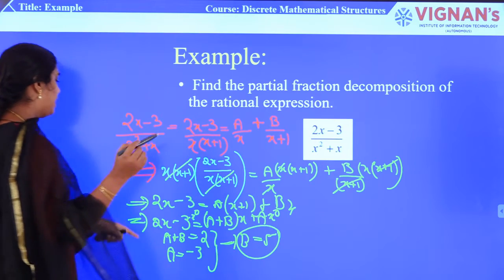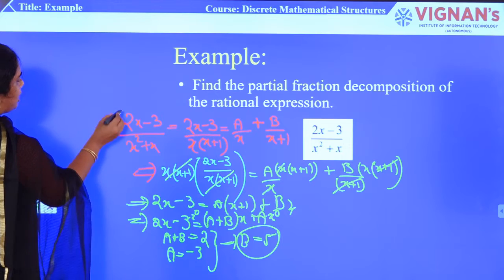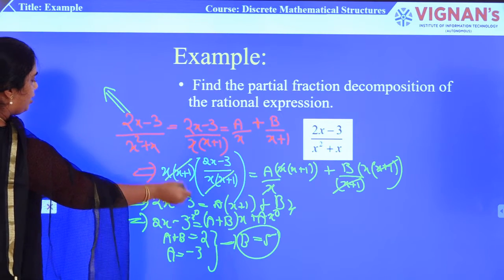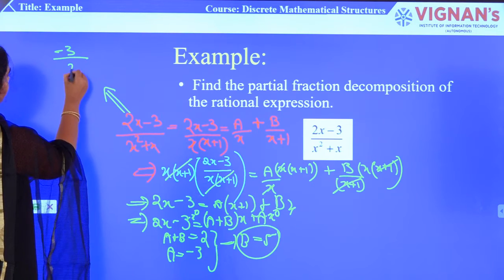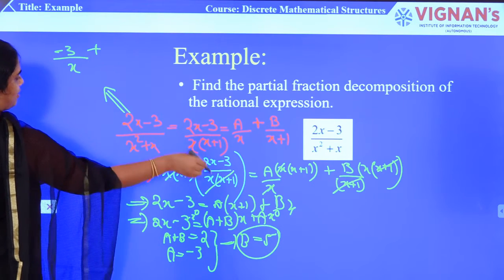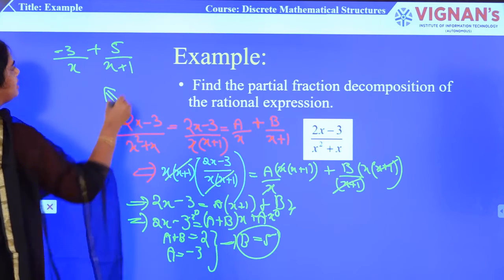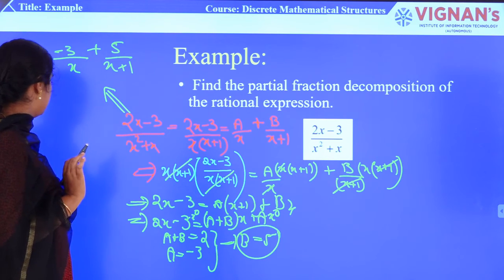So we got the A value and B value. Now, what is the partial fraction which you can obtain from this? You need to substitute: minus 3 by x plus, what is the value of B? 5, 5 by (x plus 1). These are the partial fractions which are obtained by the method of decomposition. Okay, this is the example.